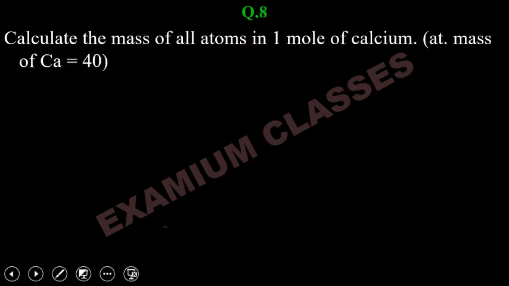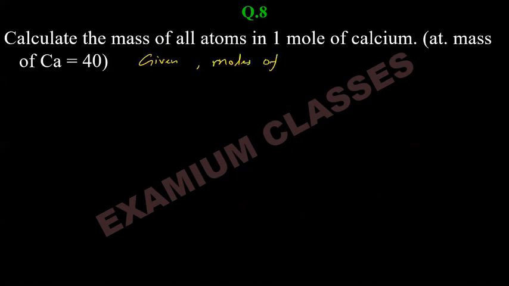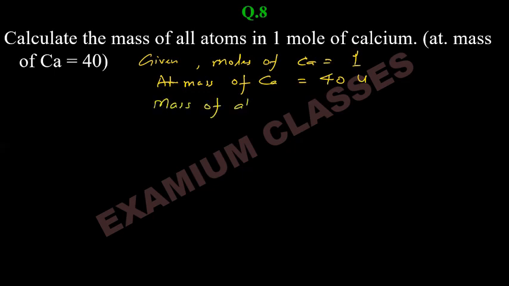Next question. Calculate the mass of all atoms in 1 mole of calcium. So you will write given: moles of calcium equals 1. Atomic mass of calcium 40 u. You need to calculate mass of all atoms of calcium. So basically, even if it is not written all atoms, you need to calculate the mass of 1 mole of calcium. This question is very simple.